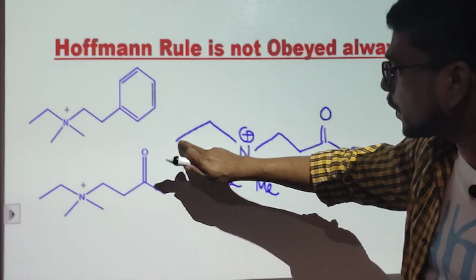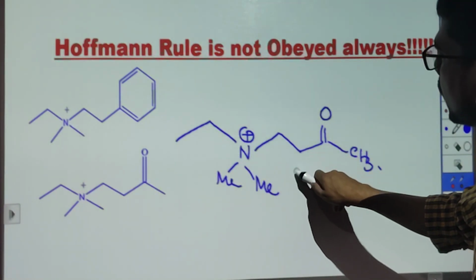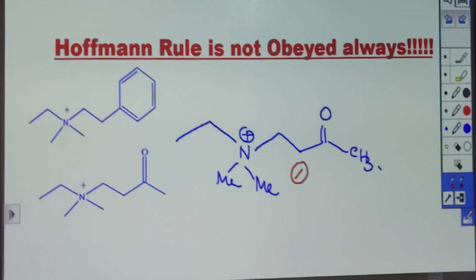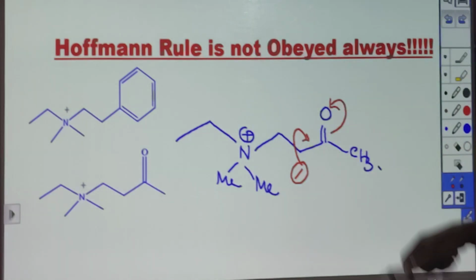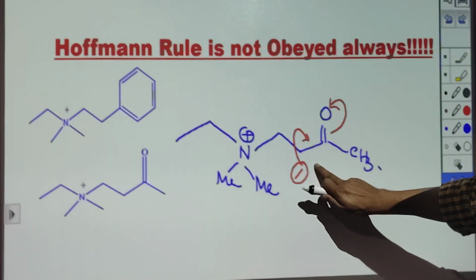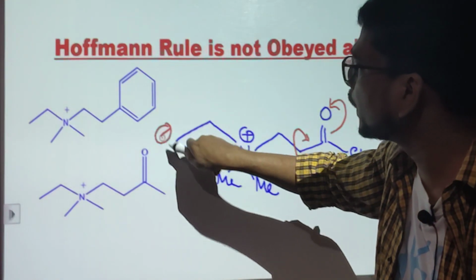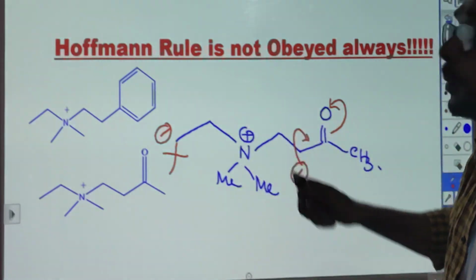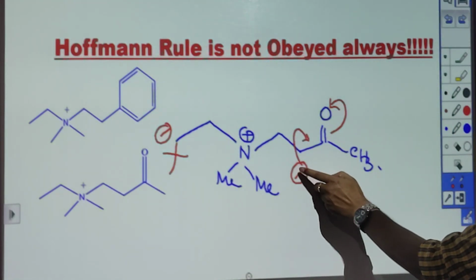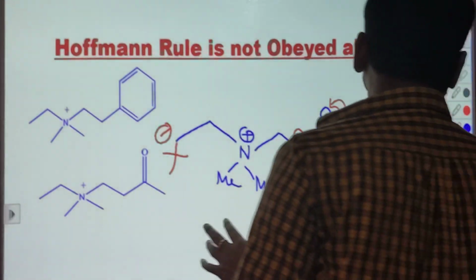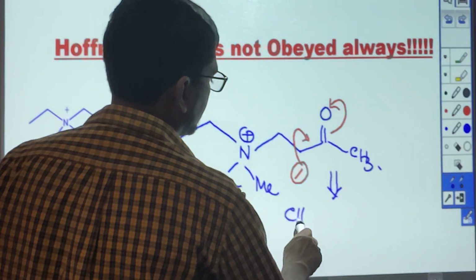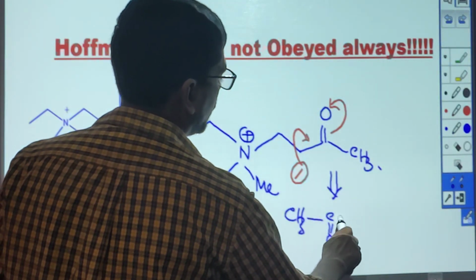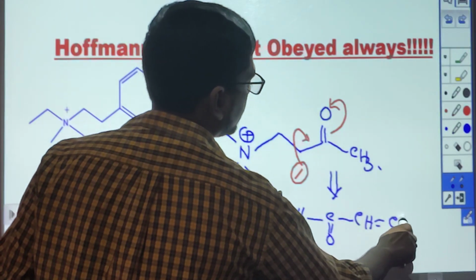Which one will be more acidic, this one or this one? Of course this one. Say, if you form the conjugate base here, this conjugate base will be resonance stabilized, isn't it so? Delocalization will take place. So this conjugate base will be more stable compared to this one. So from here the proton won't be grabbed; the proton will be grabbed from this carbon. So what will you get? The major product, you will be getting CH3, C double bonded O, CH double bond CH2.